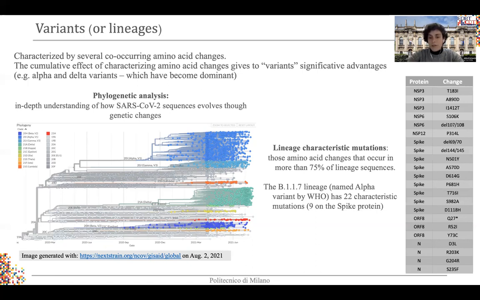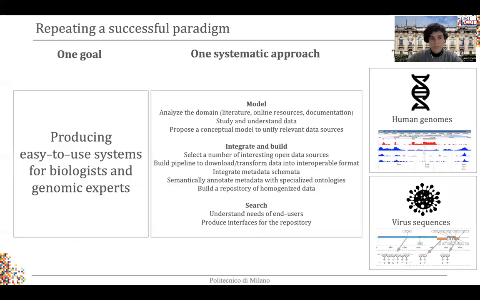To simplify a variant, we say that it has some characterizing amino acids. What are the characterizing amino acid changes? They are those that are present in more than 75% of the lineage sequences. So, for example, this table reports the characterizing amino acid changes of the alpha variant, which are 22, of which 9 on the spike protein.